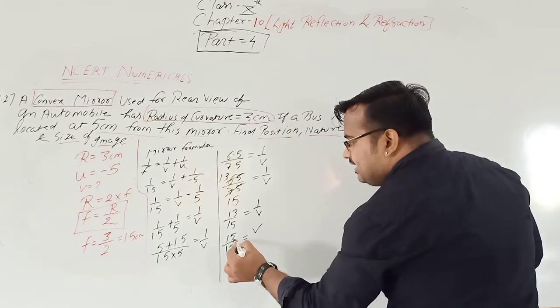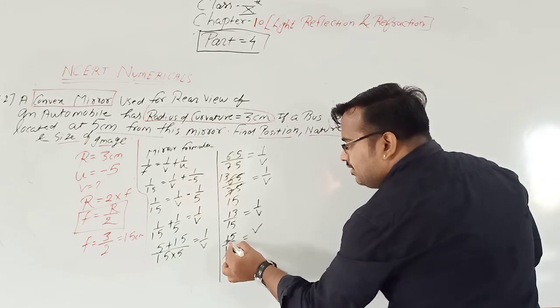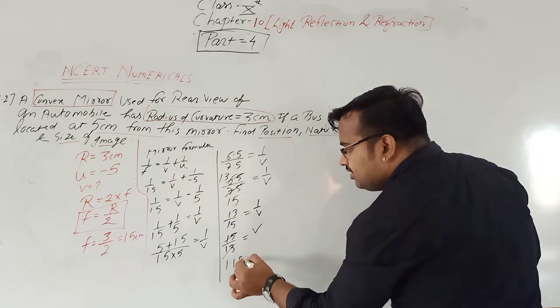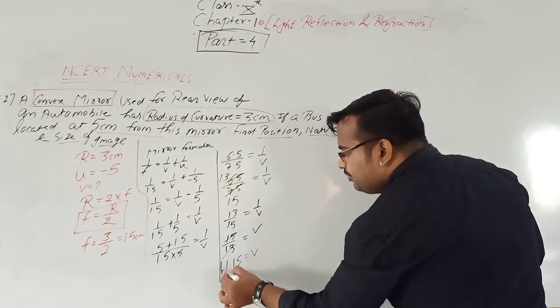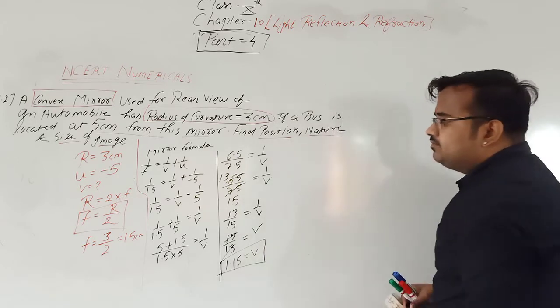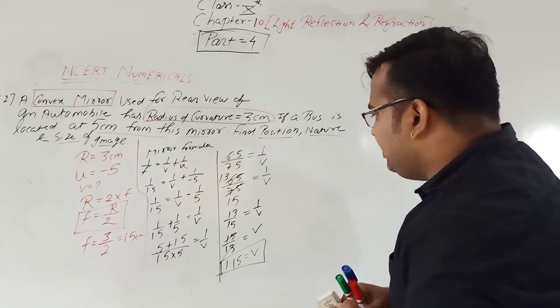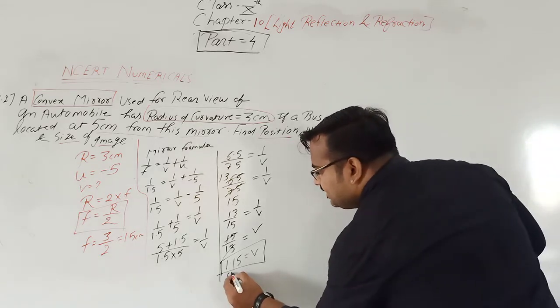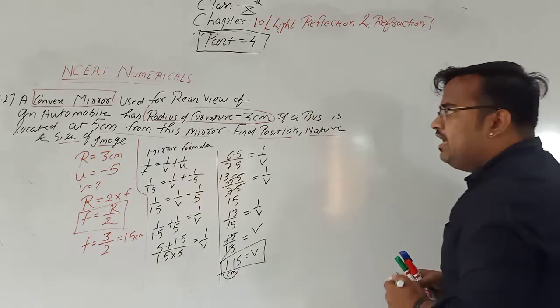Okay, if we divide 15 by 13, 13 ones are 13, 1 carry. So 1.15 is equal to v. Okay, 1.15. So the value of v is 1.15 centimeter. The unit we should write is centimeter.